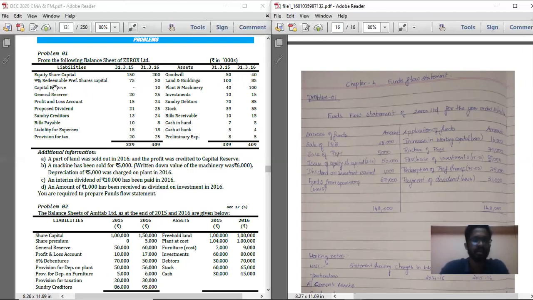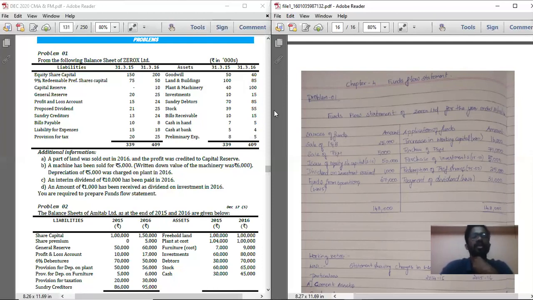Below that, 9% redemption of preference shares. Preference share capital: previous year ending is 75, current year ending is only 50. So the balance of 25 has been redeemed. When you are redeeming preference shares, funds are going out. You are applying your funds and getting back your preference share capital certificates. So 75 minus 50, that is 25,000, is the redemption value of preference shares.